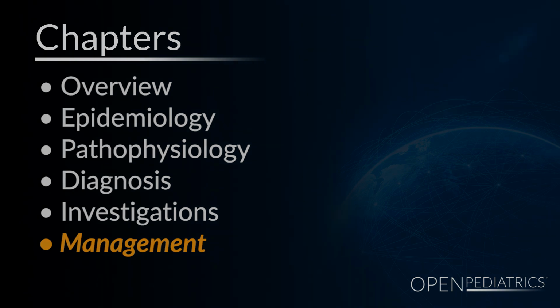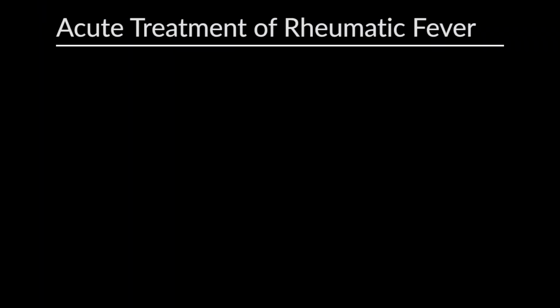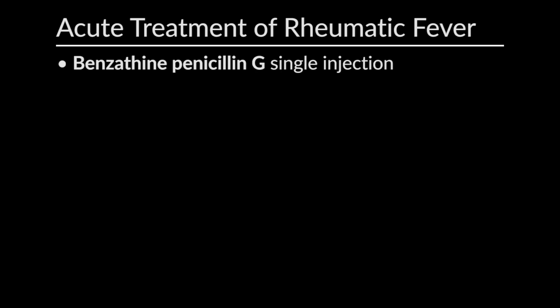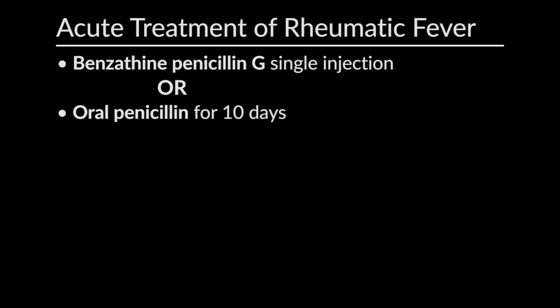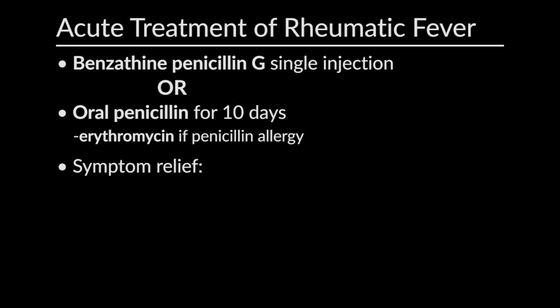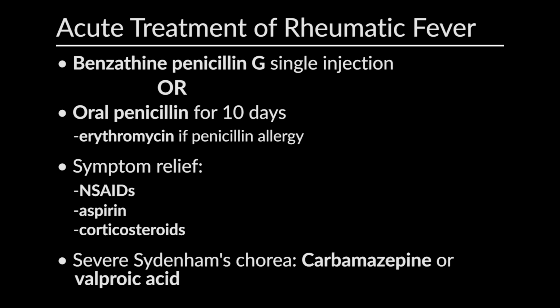Management. The treatment of the acute illness includes benzathine penicillin G single injection or oral penicillin for 10 days, and in case of allergy, erythromycin is indicated. Relief of symptoms and signs with non-steroid anti-inflammatory drugs, especially aspirin or corticosteroids. Carbamazepine and valproic acid can be given for severe cases of Sydenham chorea.